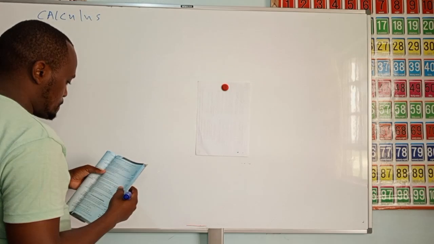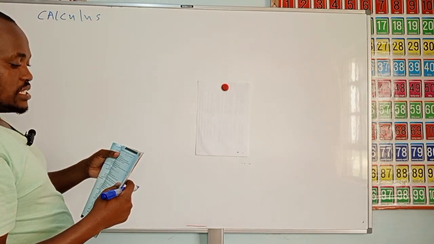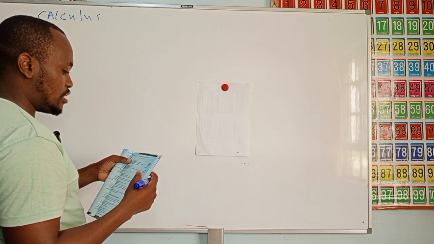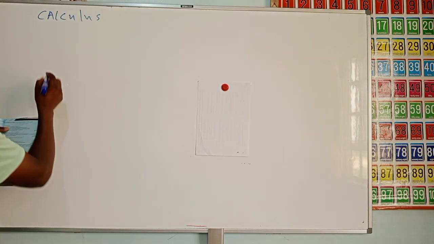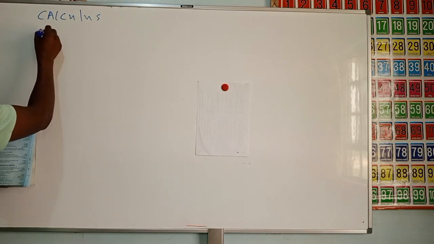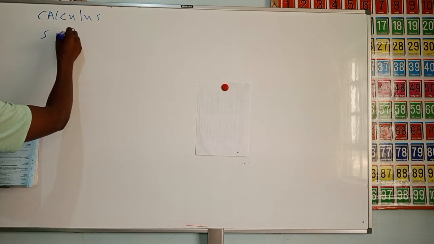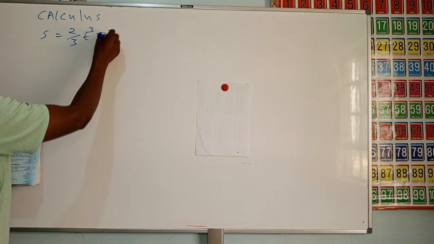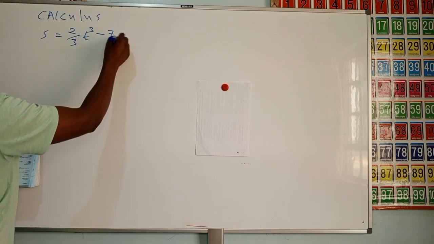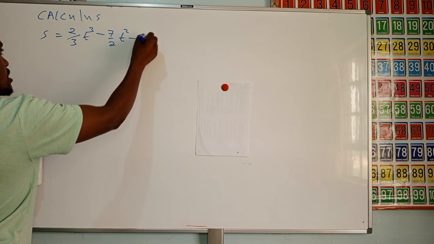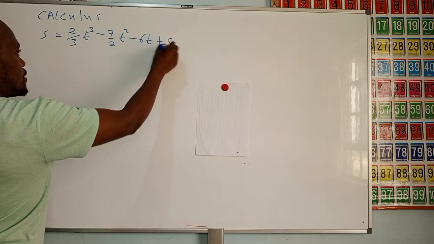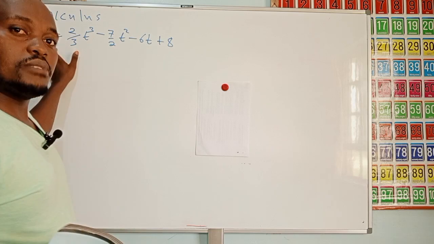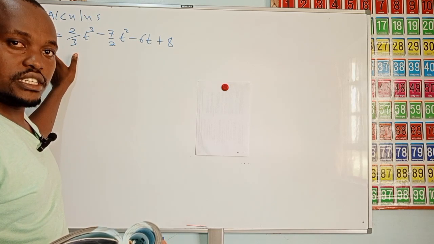The question: the displacement s meters of a moving particle after t seconds is given by s is equals to 2/3 t raised to 3 minus 7/2 t squared minus 6t plus 8. So remember, in this question we are using s as the displacement. So this is not speed, it is displacement.